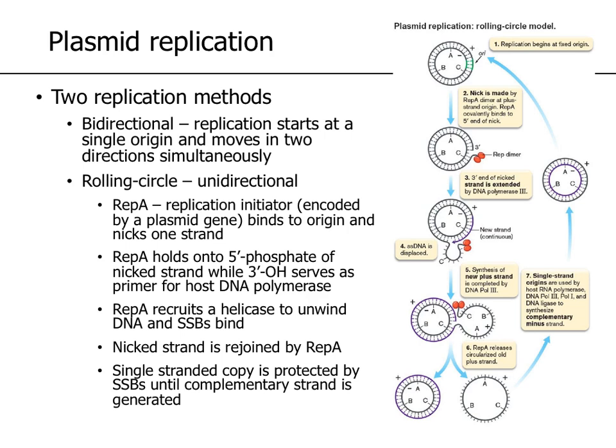And so as you can imagine, based on what the name is, it's rolling circle amplification. So it's going to keep going in a circle all the way around until it makes one circle. And once that happens, it's going to get rejoined by rep-A. So rep-A has that ability to rejoin that end. And now this single-stranded copy, so you'll have this one circular copy, right? It'll get protected by the SSBs until the complementary strand can be made.